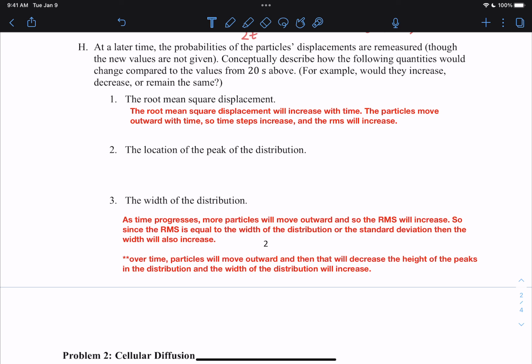So that'll decrease the height of each peak in the center, and increase the height of the peaks outwards, right? And so the width of the distribution will increase as well.